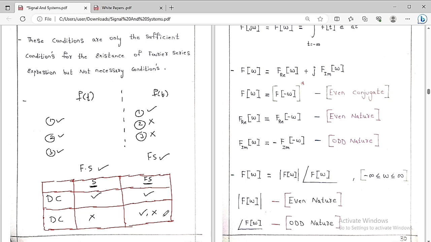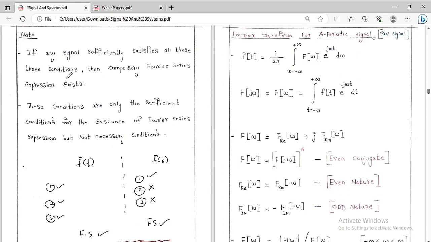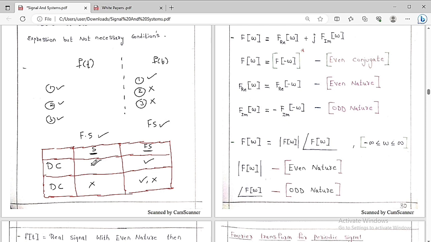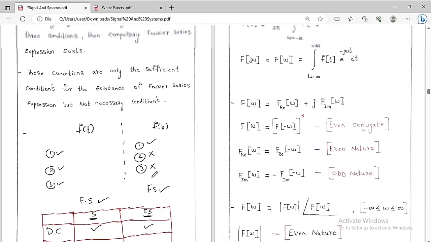So this is what I am trying to tell you. If any signal sufficiently satisfies all these three conditions, then the Fourier series expression compulsorily exists. These conditions are only sufficient conditions for the existence of the Fourier series expression, but not necessary conditions. I have already told you, if all the Dirichlet conditions are satisfied, then the Fourier series will compulsorily exist. Suppose the Dirichlet conditions are not satisfied, the Fourier series may exist or it may not exist.